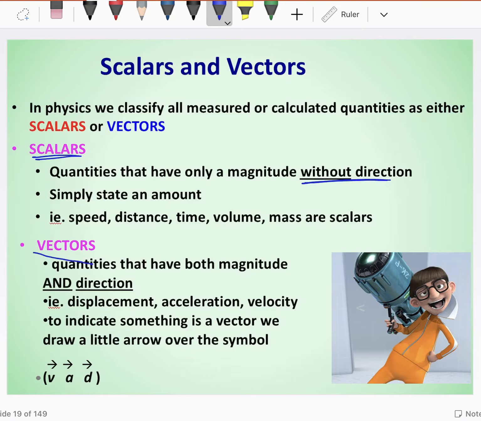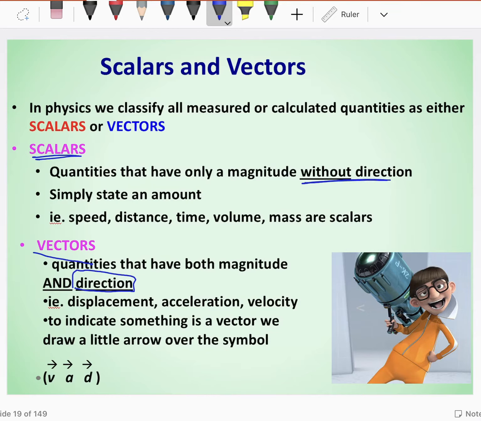So the opposite then is vectors. Vectors have an amount, but they also have direction. So the direction is going to be like north, east, south, west, right, left, up, down, something like that. Vectors are displacement, acceleration, velocity, and they will again have a direction.